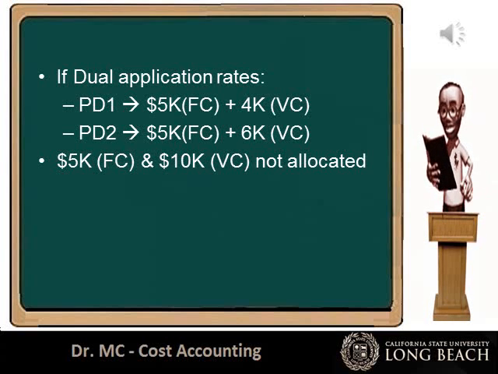So, Production Department 1 will be allocated $4,000 in copy department variable costs, and Production Department 2 will be allocated $6,000 of those costs. In summary, Production Department 1 will be allocated a total of $9,000 and Production Department 2 will be allocated a total of $11,000. This will leave $15,000 of costs that the copy department will not allocate. This unallocated cost is a manufacturing overhead variance, and it will be added to cost of goods sold if it isn't material, as we discussed previously.